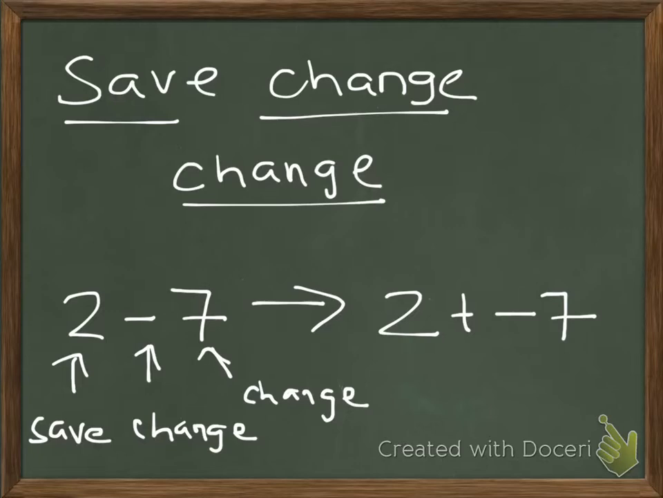But the first thing we're going to do for all of these is we're going to save the first number, meaning don't change anything on the first number, change the subtraction sign to an addition sign, and then change the sign of the second number to whatever it wasn't to begin with.